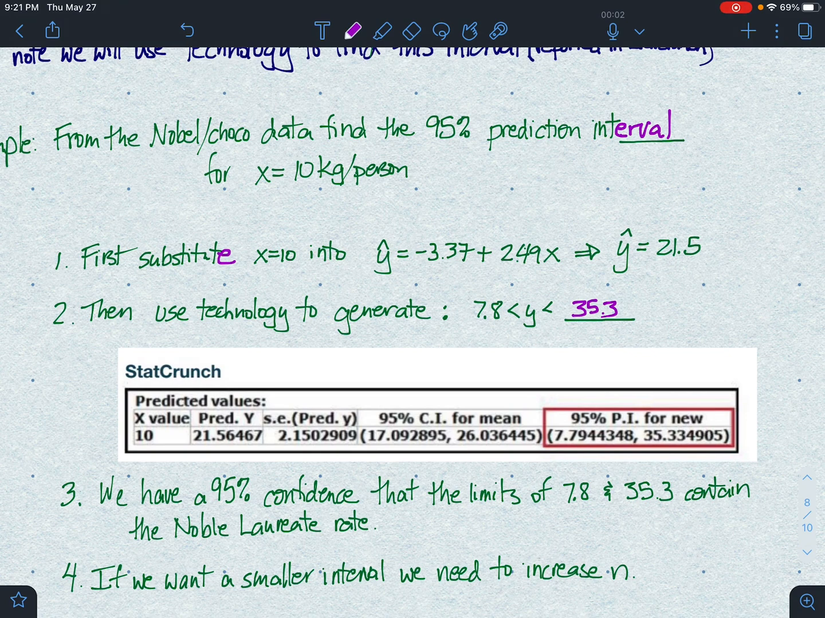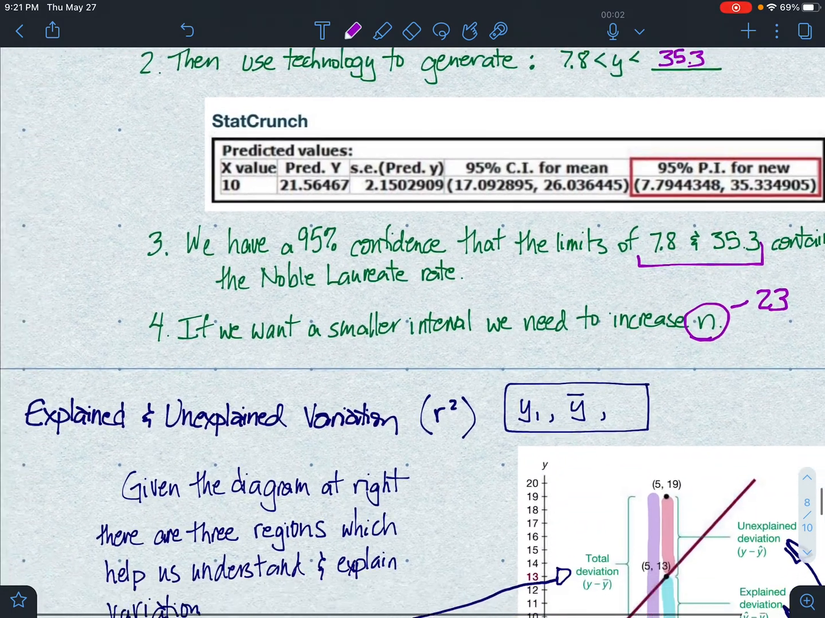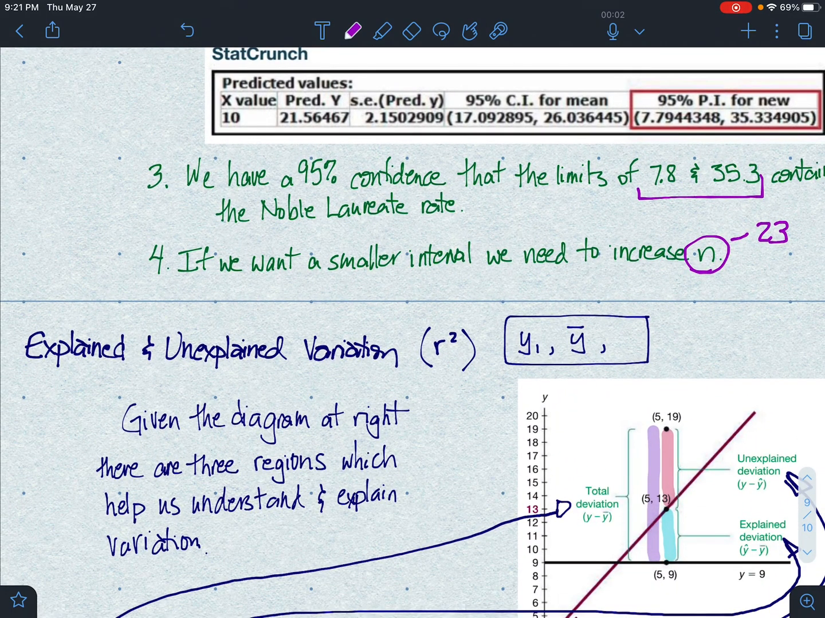Now that is a really wide range of values, but that is because n is limited to 23 countries. If we had had more data, we could narrow that down greater, okay? So that is kind of the major deal in the homework.